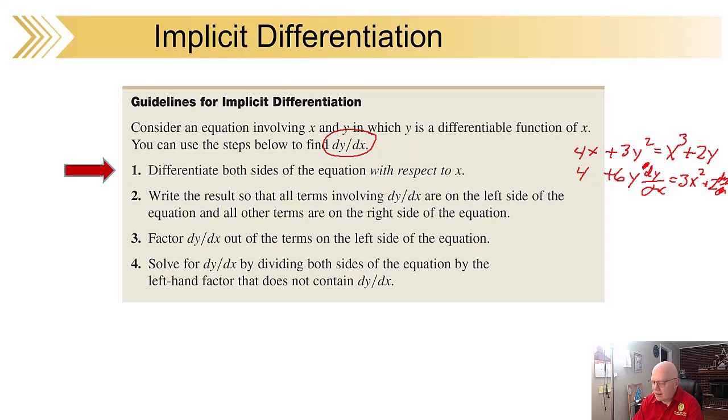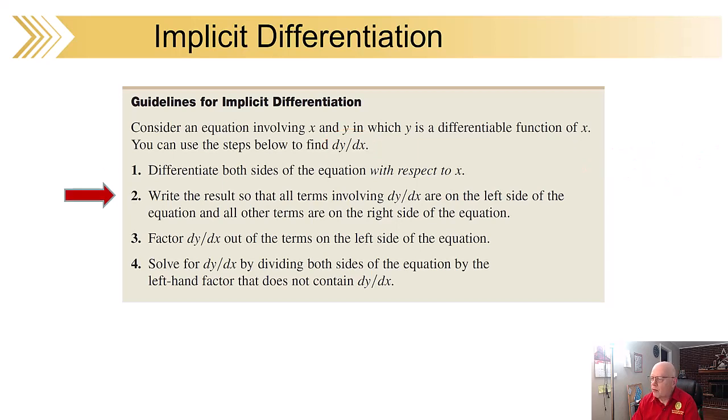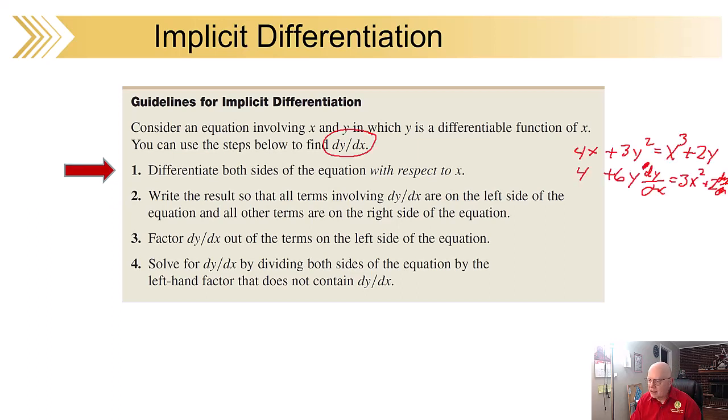Okay, second. Write that so that all the terms involving that are on the left side. So I guess I'm going to have to do this a little bit differently. All right, so what you want are all dy/dx terms on the left side. Well, where are they? Well, let's take one piece at a time. This 4 doesn't have a dy/dx, so we'll have negative 4 on the other side.